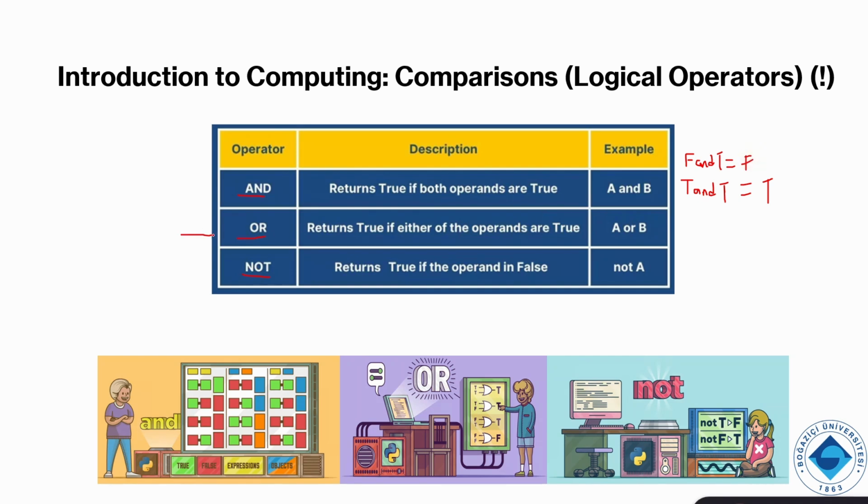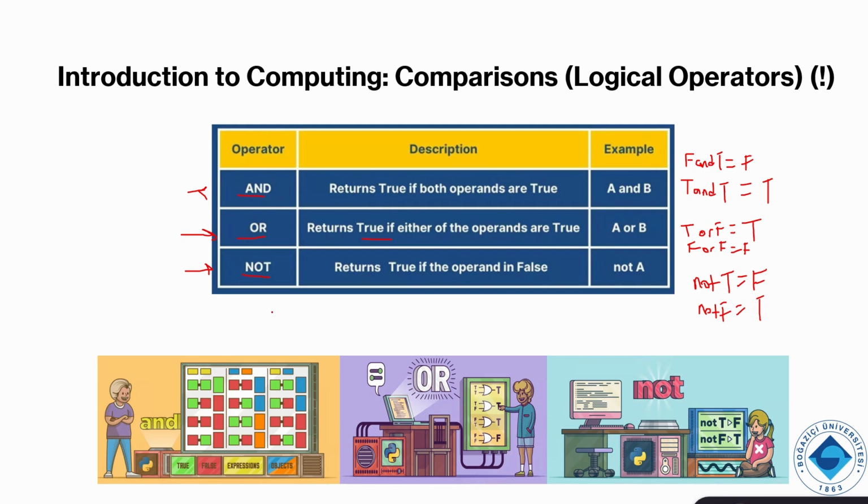The second logical operator, or, will return true if either of the operands is true. It means true or false, if I ask it, will return true. But if all operands are false, like false or false, it will return false. And the last logical operator, not, will return true if the operand is false. Like, we say not true equals false, not false equals true.